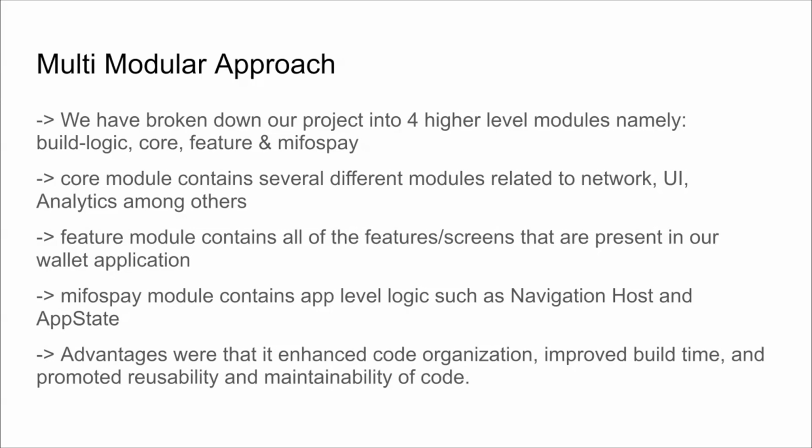So we had four high-level modules that we named build logic, core, feature, and Mifos. Core itself contains several modules ranging from network modules to analytics, among other such things. Whatever screens we had in mobile wallet were put under feature modules. So you have the payment screen, send payment, receive payment, and other such screens in this feature module. In future, if we have to make any changes, we can just go to the submodule for that particular screen and make our changes, which again improves the code organization and also promotes reusability and maintainability of our code.